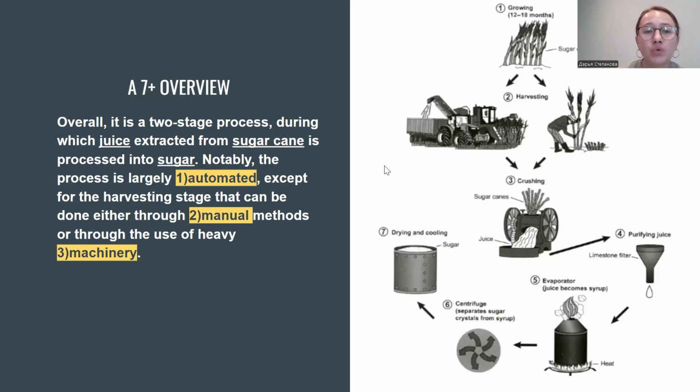It's a two-stage process during which juice is extracted from sugarcane. Juice extracted from sugarcane is processed into sugar. Notably, the process is largely automated, except for the harvesting stage, which can be done either through manual methods or through the use of heavy machinery.